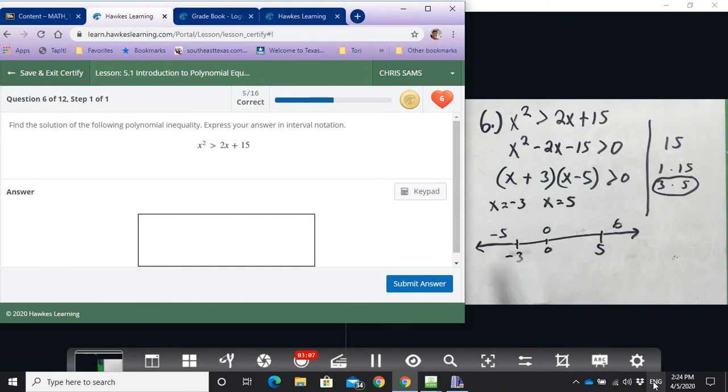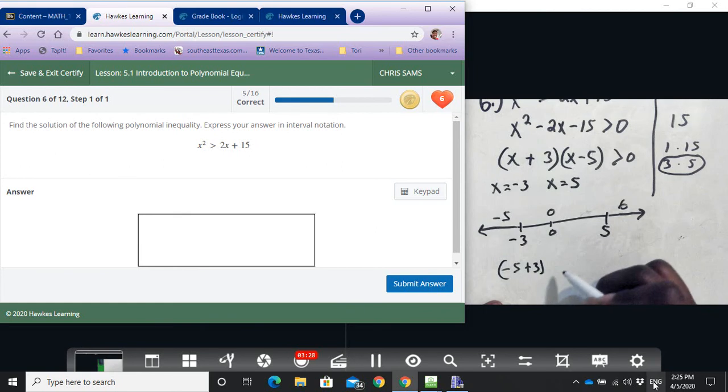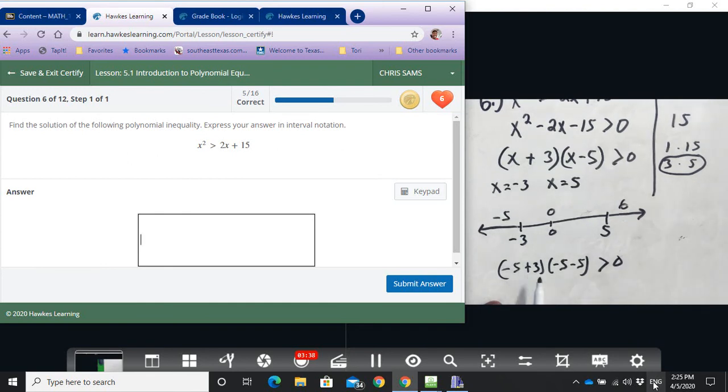So 6 is a whole number. All right, so what we're doing, I'm going to plug in -5 right here for x. We plug in a -5, this will give us a -2, so I should write it out. So I'm doing -5 plus 3, and then -5 minus 5. Seeing if this whole expression is going to be greater than 0. I get a -2, and then we get a -10. Negative times a negative is a positive, and a positive is going to be greater than 0. So this turns out to be true. This is a true statement.